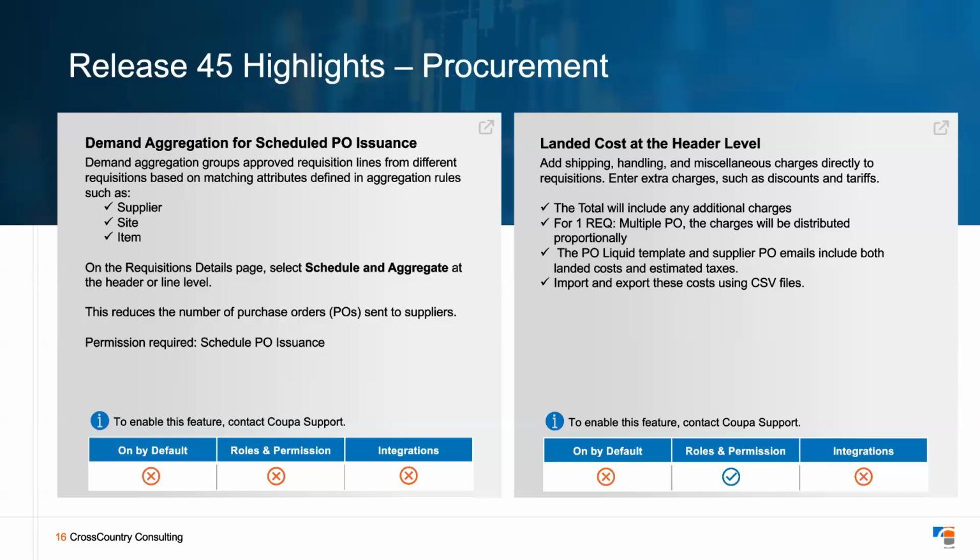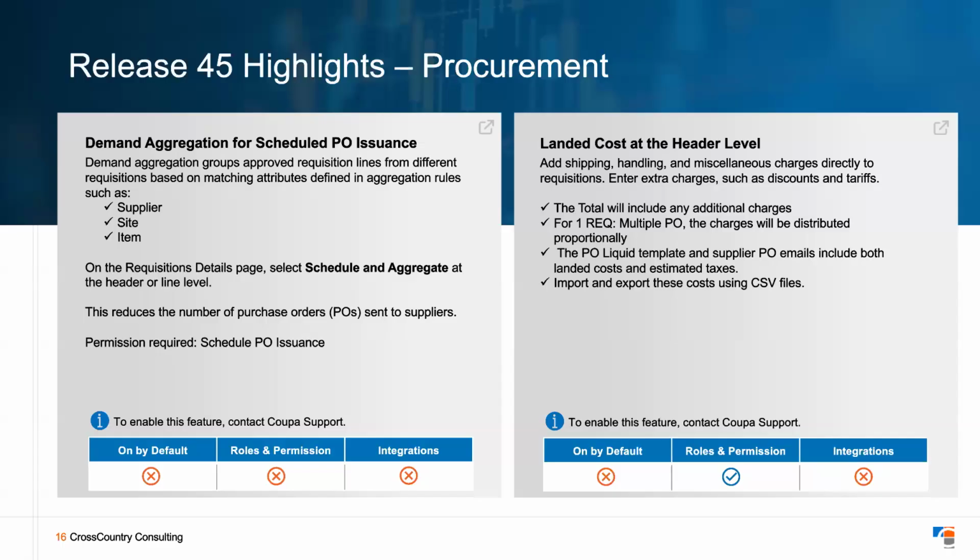So next, let's talk about demand aggregation for scheduled PO issuance. This may not be relevant to everyone, but where you do have aggregated demand or scheduled POs, you now have the functionality to consolidate that information based on criteria. That criteria being supplier, site, and item. So within that, instead of all content being issued all at once, you now can break it out into various areas to help mitigate just a major blast of information all at once.